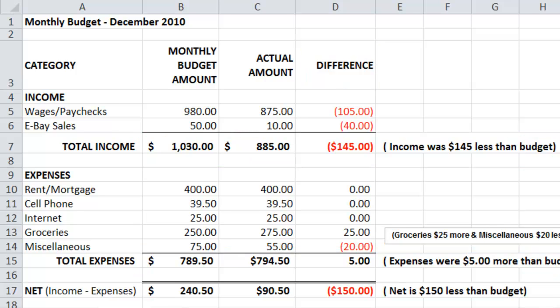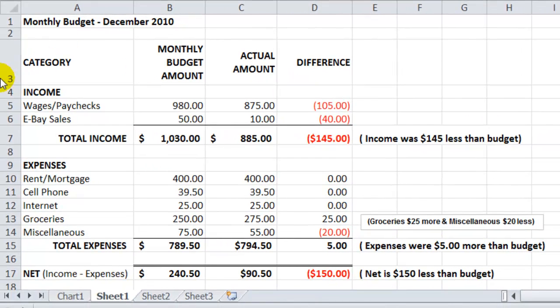So let's take a quick look at this spreadsheet. This is a monthly budget for December 2010. You can see the total income was budgeted at $1,030, and that was the sum of wages and eBay sales. That's what they thought they were going to get. They planned on that. Actual amounts were less.